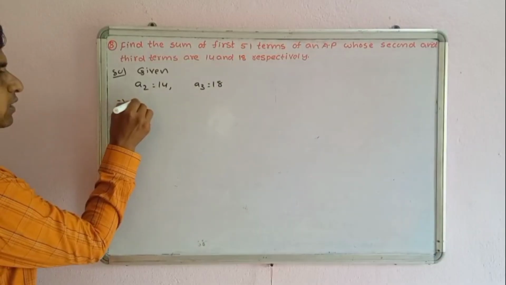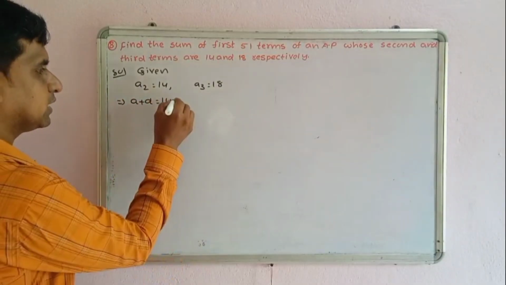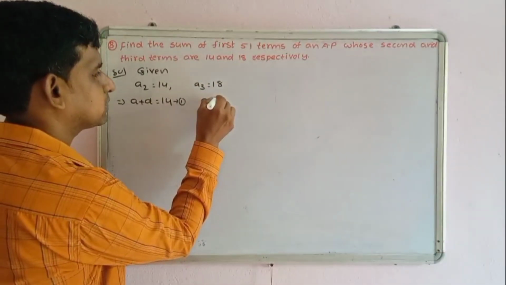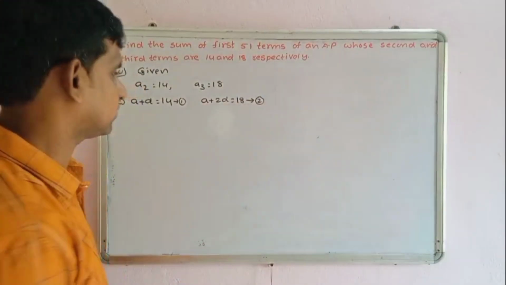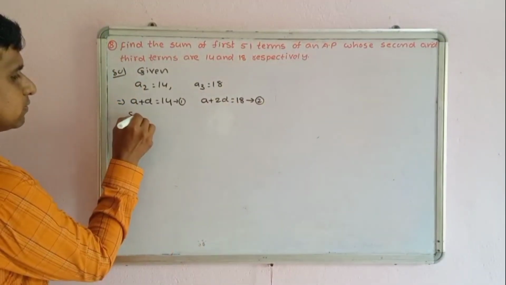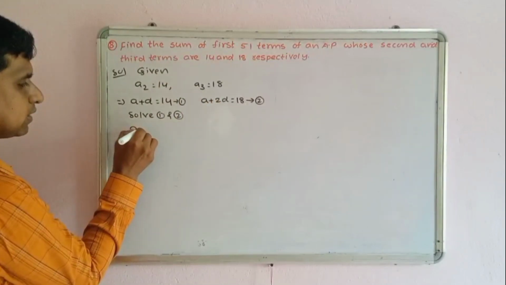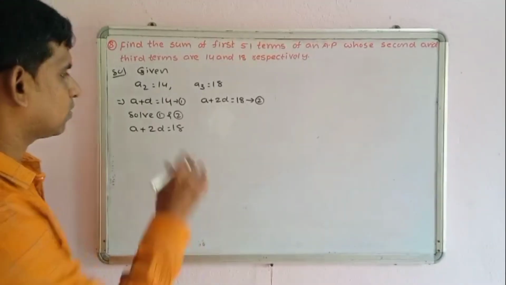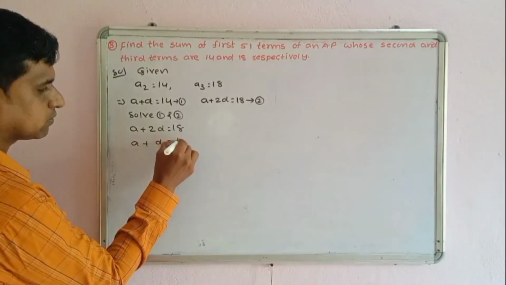A2 means what? A plus D equals 14. Say it is 1. A3 means A plus 2D equals 18. Say it is 2. Okay. Solve 1 and 2. Okay, what is 2? A plus 2D equals 18. What is 1? A plus D equals 14.